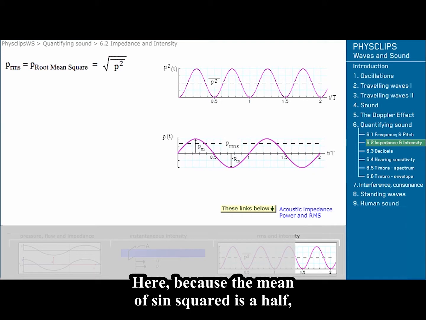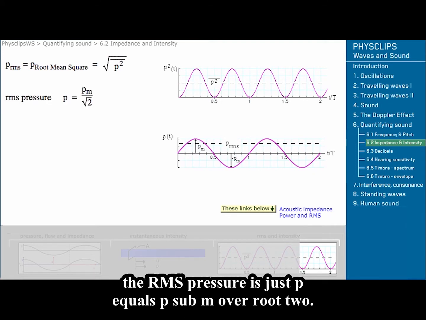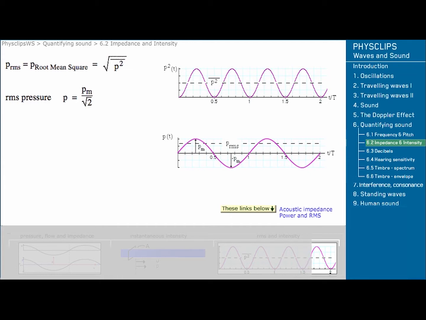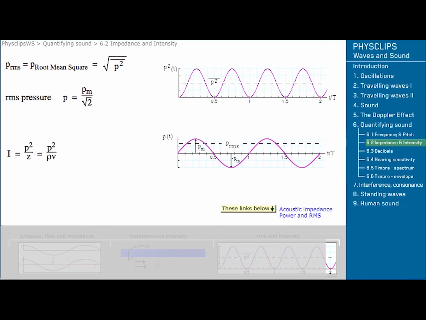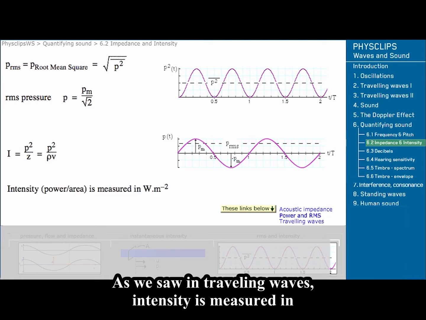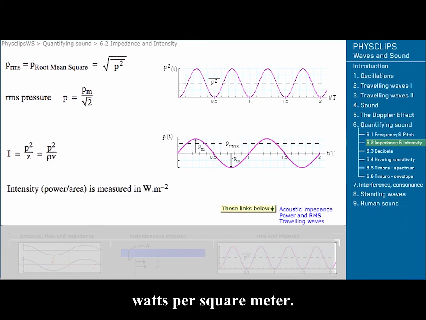Here, because the mean of sine squared is a half, the RMS pressure is just P equals P sub m over root 2. So finally we have intensity equals P squared over z equals P squared over rho v. As we saw in travelling waves, intensity is measured in watts per square metre.